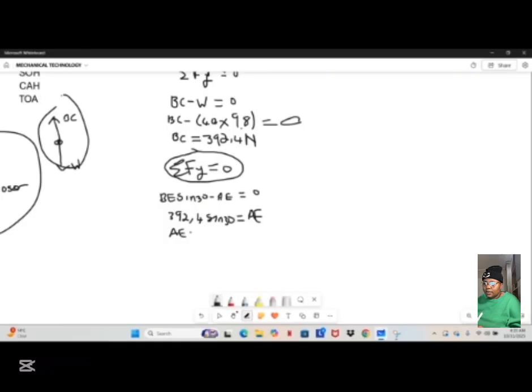So we are here, sum of forces going up is equal to 0. And always don't forget the direction here. Up is positive, always. Up is positive everywhere. Even if you can say it here that up is positive.